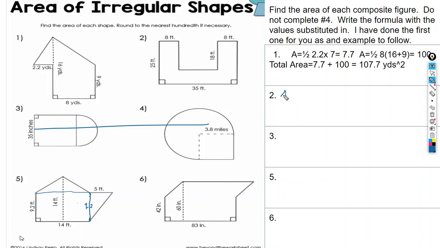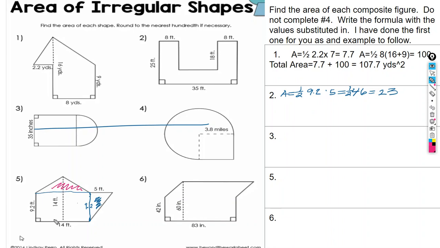So my area of my first shape, I'm going to do this one, okay? That is 1/2 of the base of, it doesn't matter what order we put them in, right? 9.2 and 5. And I get 46. 1/2 of 46, and that is 23. So my area for this triangle is 23. So now let's find this triangle, okay?